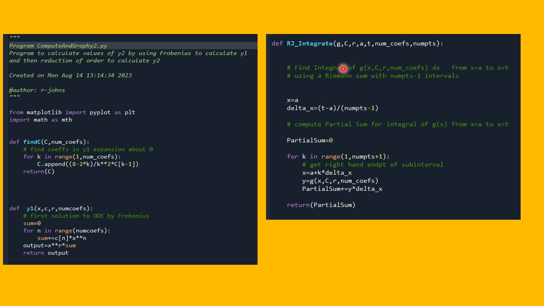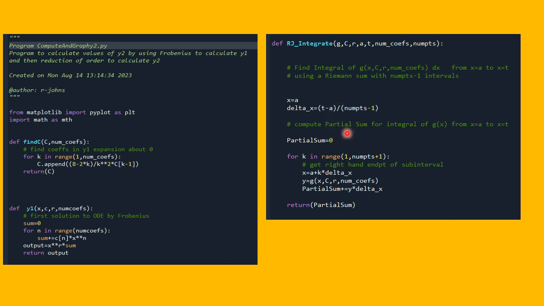So we start by setting x equal to a. We'll set delta x equal to t minus a divided by num points minus 1. Remember that we're integrating on the interval from a to t, and so what we're getting here is delta x, which is the length of the subintervals that we divide the interval a to t into.